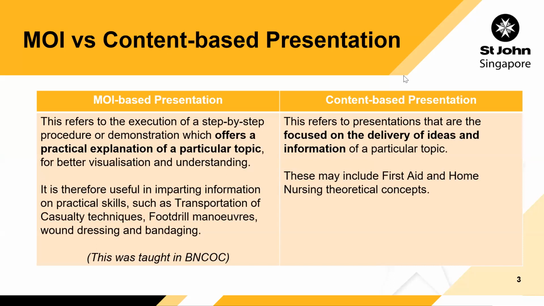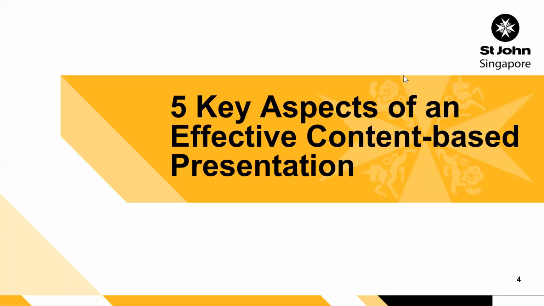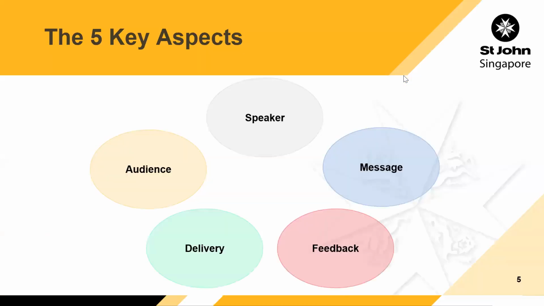So the most important part of this slide is how they work together. You learn a practical skill through a MOI-based presentation, and then when you move on to a content-based presentation, you learn why you implement such a practical skill. Now we move on to the 5 key aspects of an effective content-based presentation. So starting from the top: speaker, audience, message, delivery, as well as feedback.